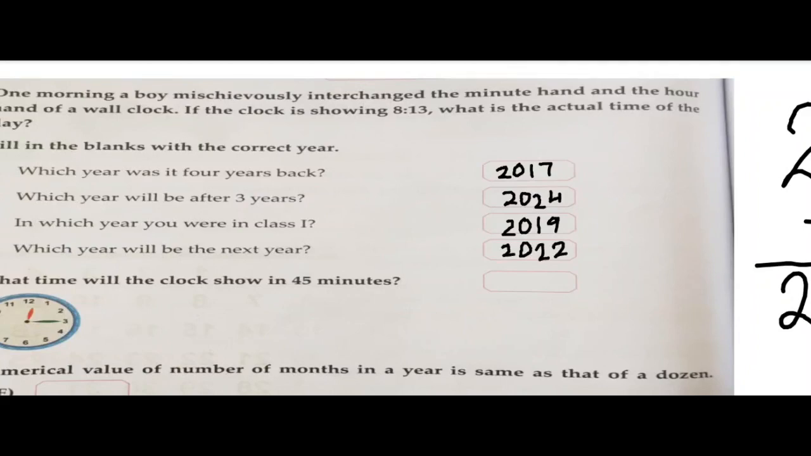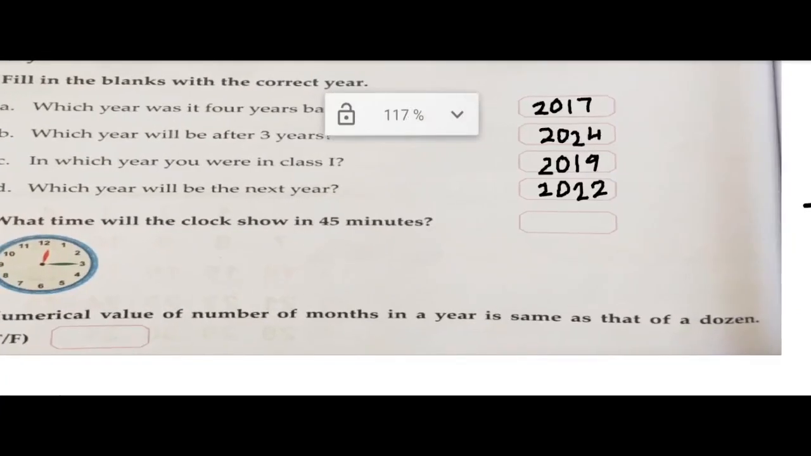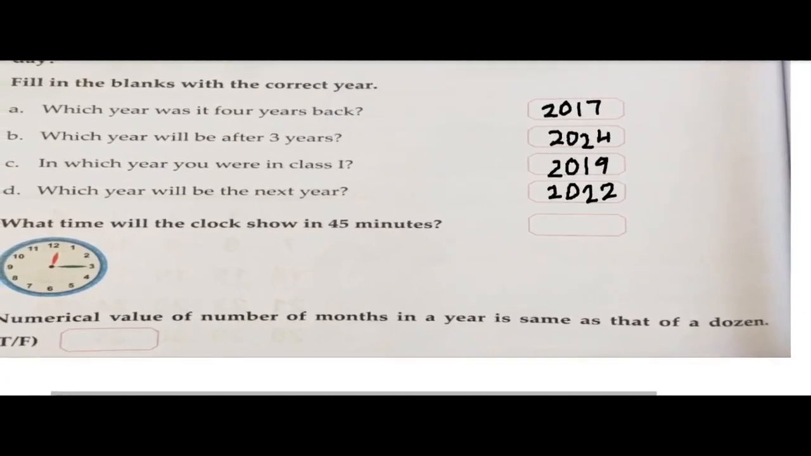2022 will be the next year. Yes. Now what time will the clock show in 45 minutes? So it's 12:15 already, or 15 past 12. So in the next 45 minutes, the clock will show 1 o'clock.